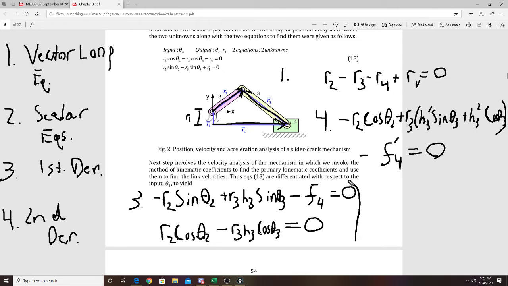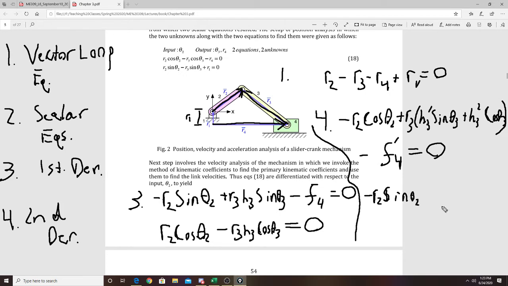Let me mark this off. All right. Now we have one more to go, which is R2 cosine theta 2, R3 H3 cosine theta 3. So once again, pretty straightforward. We take the derivative of this: minus R2 sine theta 2, that is a theta 2 dot. Right?